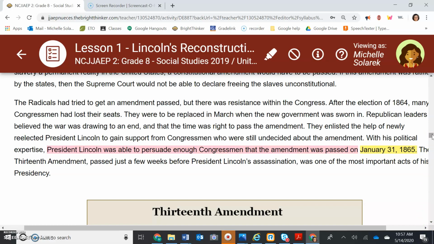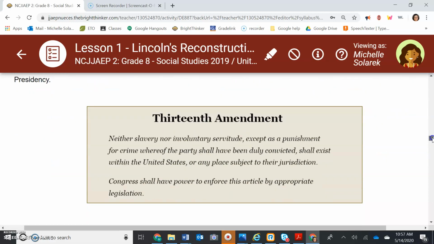You are finished with your questions and answers. Here's a little thing about the 13th Amendment. I'm going to read it to you super quick. Neither slavery nor involuntary servitude, except as a punishment for crime, whereof the party shall have been duly convicted, shall exist within the U.S. or any place subject to their jurisdiction. Congress shall have power to enforce this article by appropriate legislation. So that's the 13th Amendment.